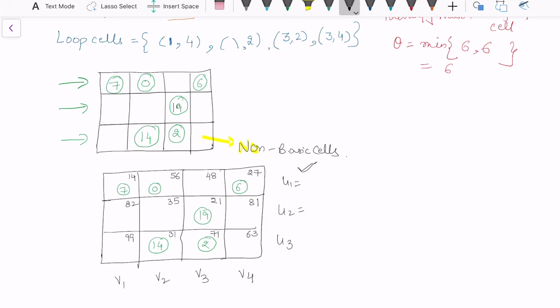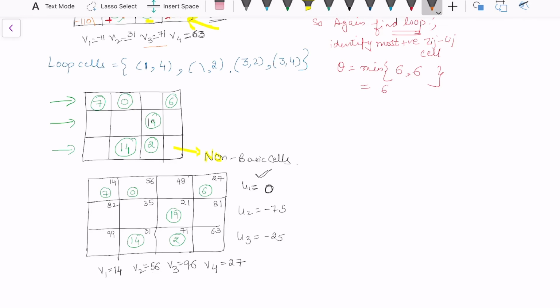So once you calculate the net evaluation here, suppose U1 is 0, then what would be my V1? V1 is 14. So if U1 is 0, V1 is 14. If U1 is 0, V2 is 56. And if V2 is 56, we can calculate U3. U3 is minus 25, and continue like this. We can find all other values. So this quantity is 96 and this quantity is 27.